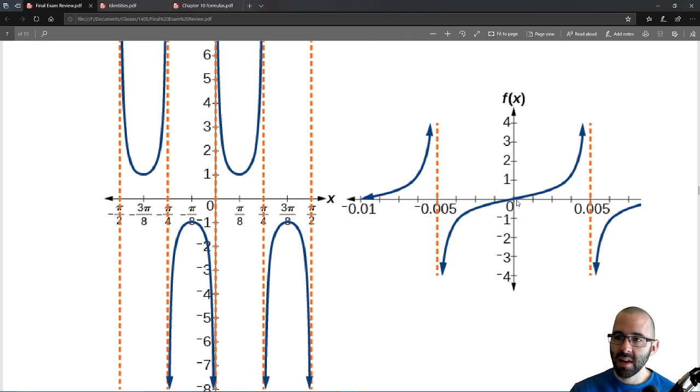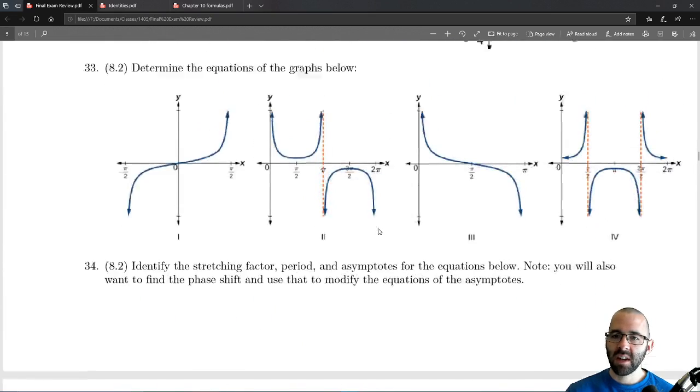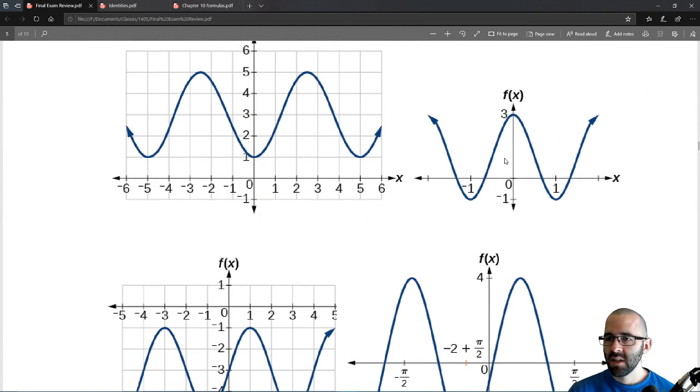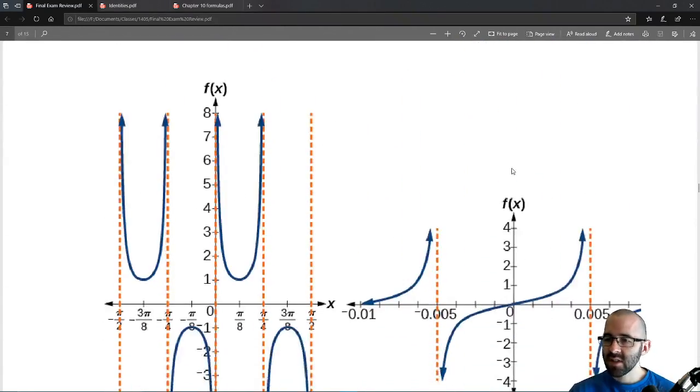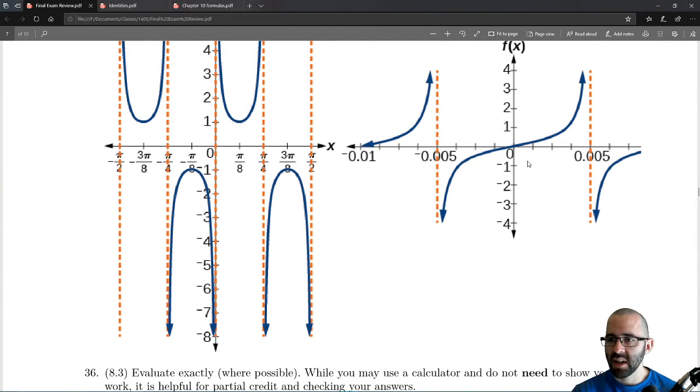There might be a stretching factor. There might not be. For other graphs, stretching factor is easier to see. For the reciprocal functions like this, stretching factor is just where are the bottom and the tops at. For cosine and sine, the stretching factor is the amplitude, which is half the distance from the top to the bottom. The amplitude here is 2, because the midline's 1, distance from the midline. Amplitude here is 2, distance from the midline. Amplitude here is 4. The midline is the x-axis here. But for tangent, finding the stretching factor is a little bit more complicated.